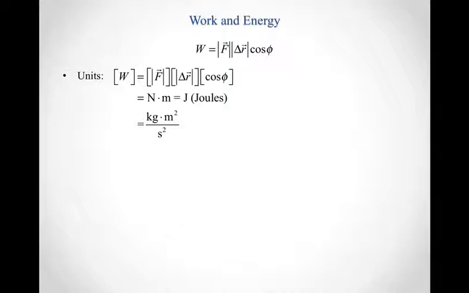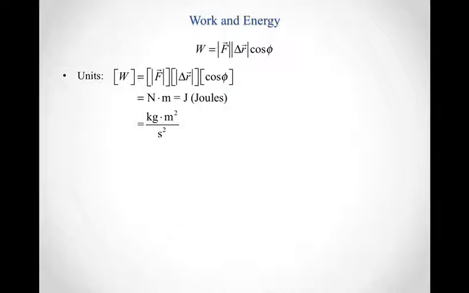Cosine theta itself is unitless. It doesn't contribute anything. So the units of work are going to be units of force, which are newtons, times the units of displacement, which are meters. So one way to talk about the units of work is that it is a Newton meter. This comes up so much, we're going to give it its own name. We're going to call these joules.